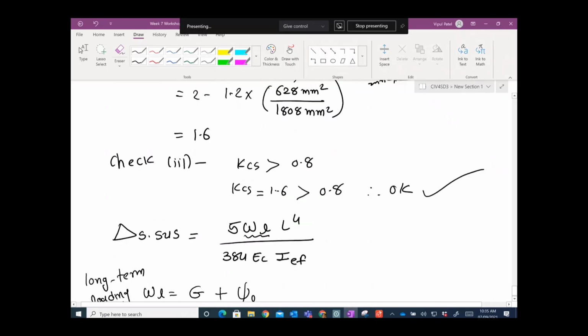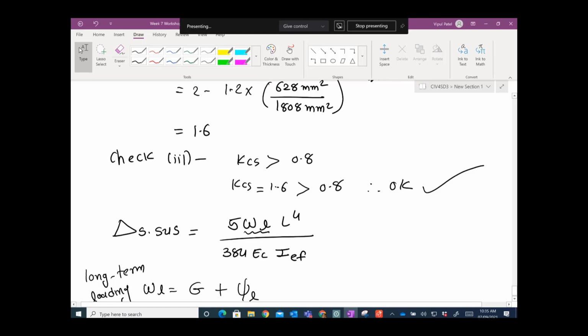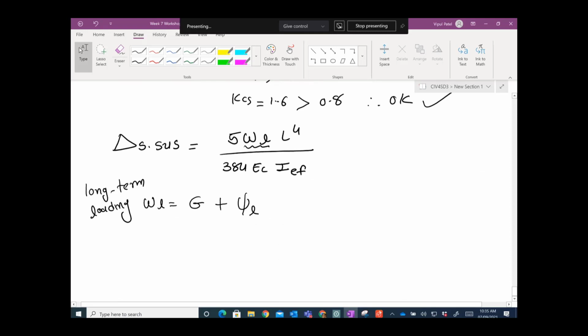Does it answer the questions? Yeah. So sorry about that. I quickly ran over and did not check the sign, less than. It should be greater, and that is given in the standard. So it is greater now, so it is okay. Here the dead load does not change in the long term, but the live load changes.